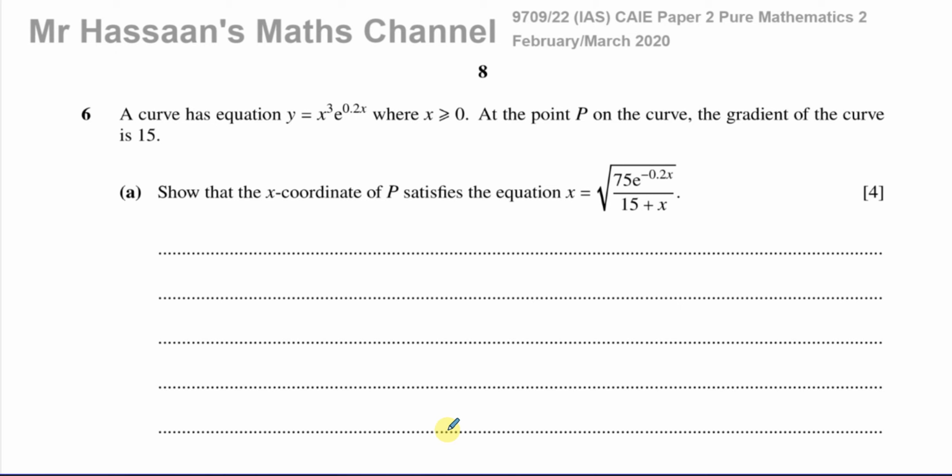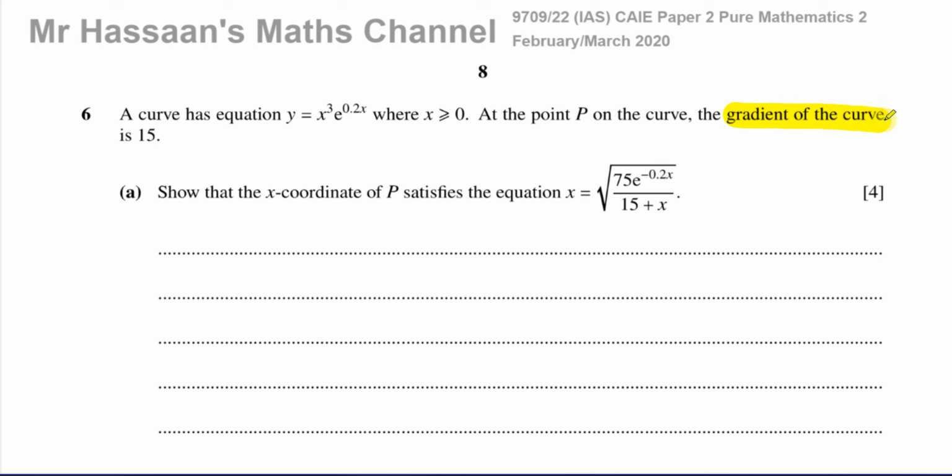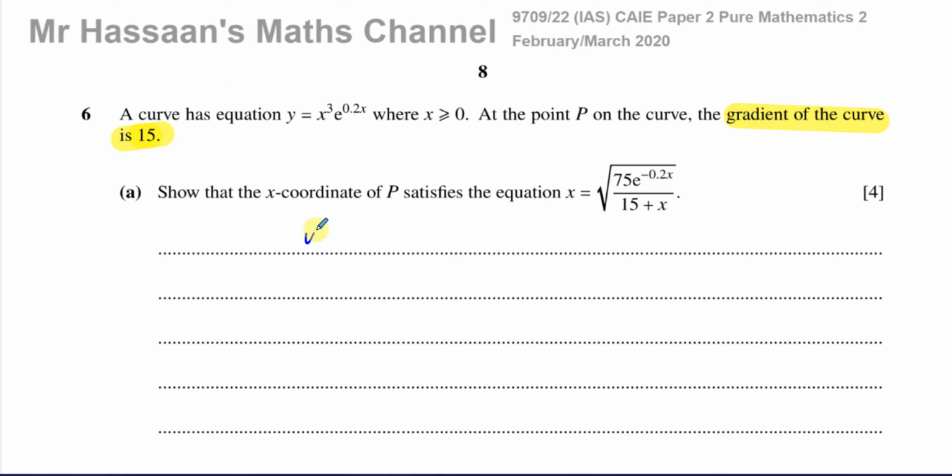This question is telling us about the gradient of this curve. It says the gradient of the curve is 15. They've told us the equation of the curve is y equals x cubed times e to the power of 0.2x. So the gradient function is when you find dy dx, and we need to find when dy dx is equal to 15. The first step is to find what dy dx is. Here we have a product of two separate functions. You don't have a function inside another function.